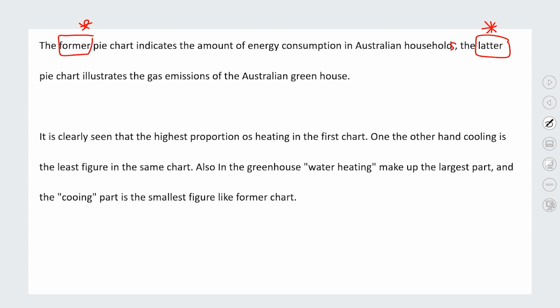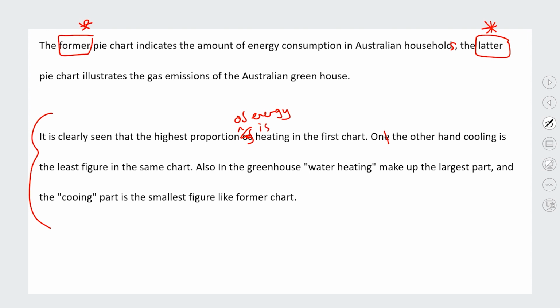Okay, so let's have a look, and this should be the overview. It is clearly seen that the highest proportion of energy use is heating in the first chart.